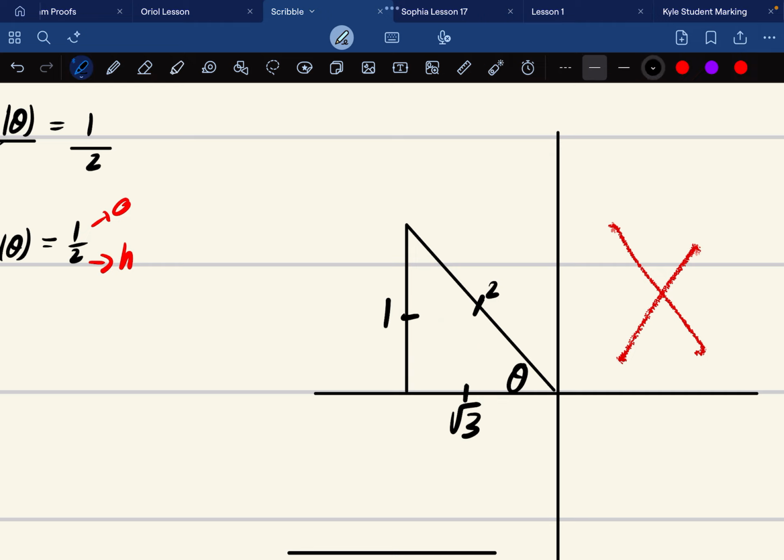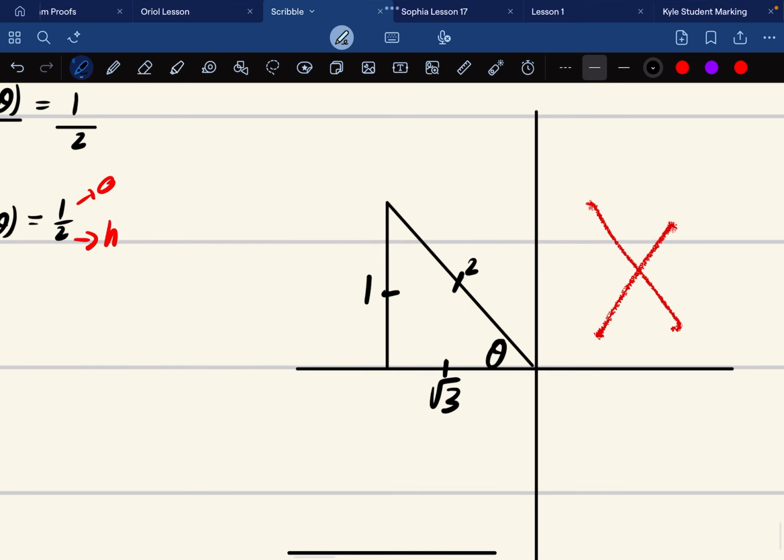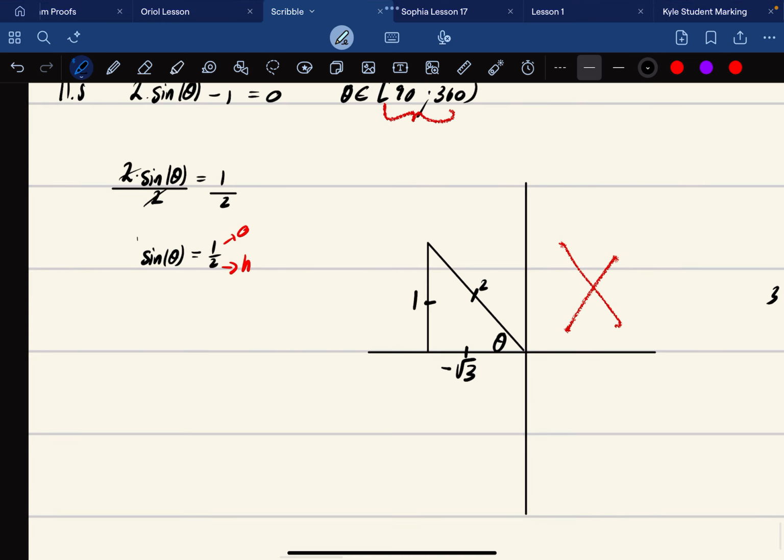Ooh, I must be careful here. I've made a little bit of a mistake. This should be negative, right? Because we are on the left of the y-axis, therefore all of these values are negative here. And also we know that all values are positive here. Only sine is positive in the second quadrant. Only tan is positive in the third quadrant. Only cos is positive in the fourth quadrant. So this needs to be negative.